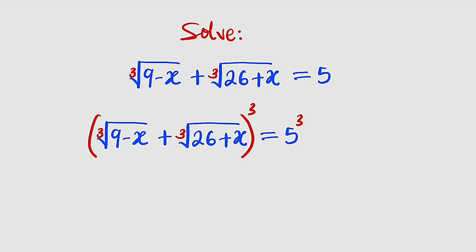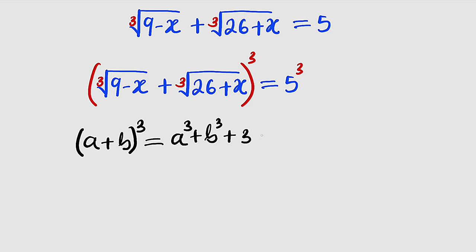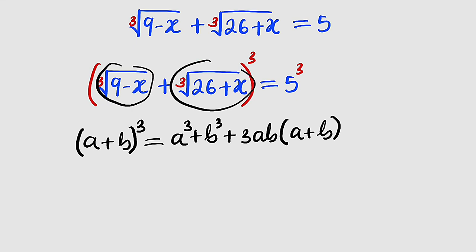This problem can be solved by substitution, but I don't want to do that because I realize it can be solved without substitution. But one thing you should always remember is the identity. If you have a plus b raised to the power of 3, this is equal to a raised to the power of 3 plus b raised to the power of 3 plus 3 multiplied by ab multiplied by a plus b. This is the expansion of a plus b to the power of 3. So if you realize, this is our a and this is our b.